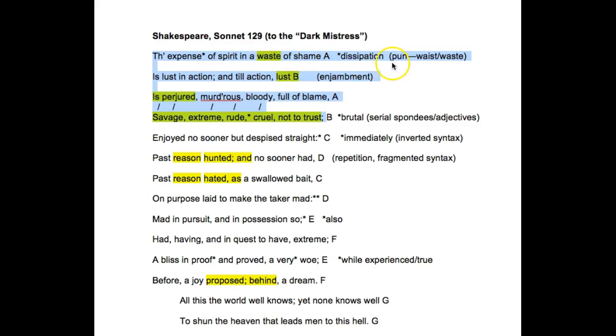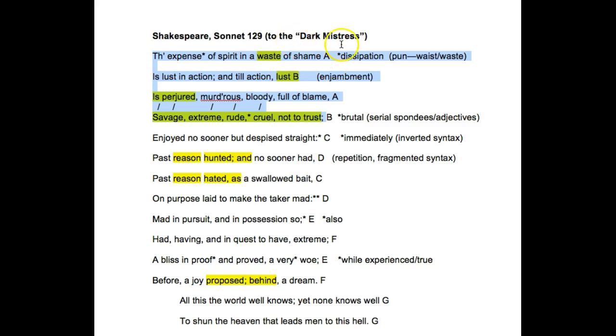And waste, here he's punning on the word waste, the physical body part waist, W-A-I-S-T. And so there's this notion in the early modern period that every time you ejaculate, you're killing yourself, you're dying, and so they called it the little death. And so the idea is a little bit of your spirit is depleted every single time you have an orgasm, and so it's a waste of shame, though.